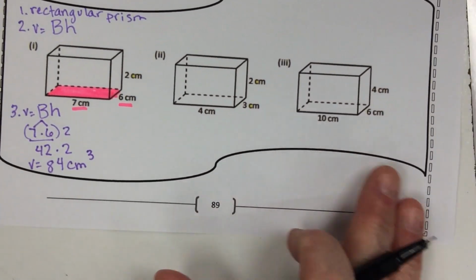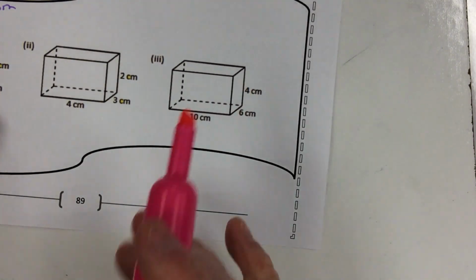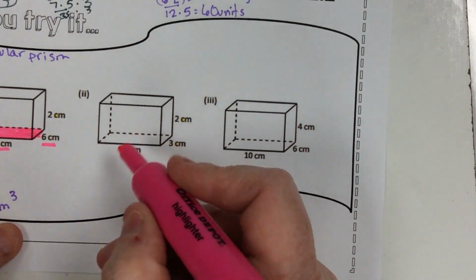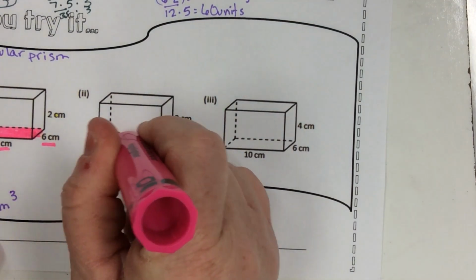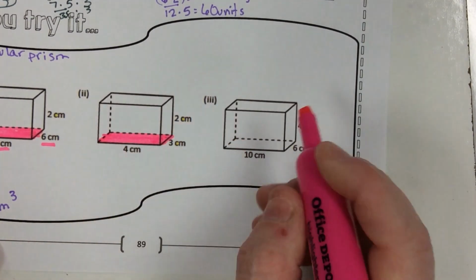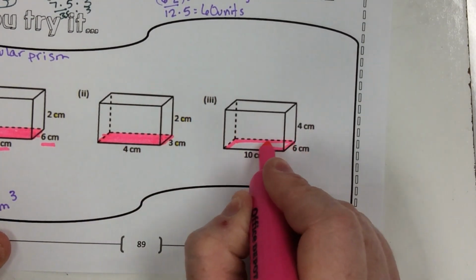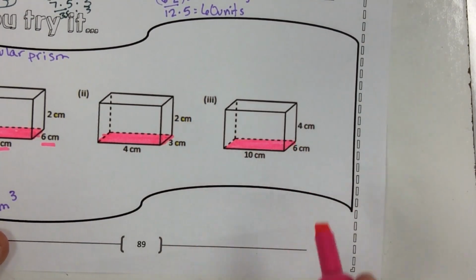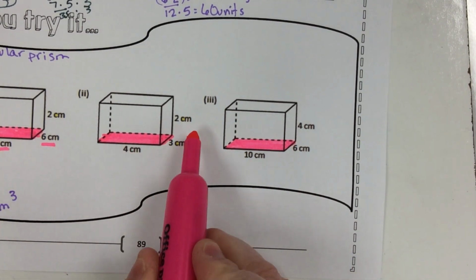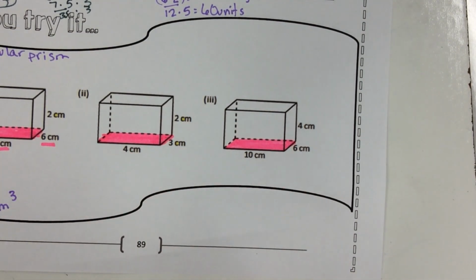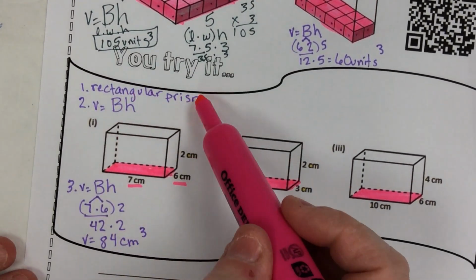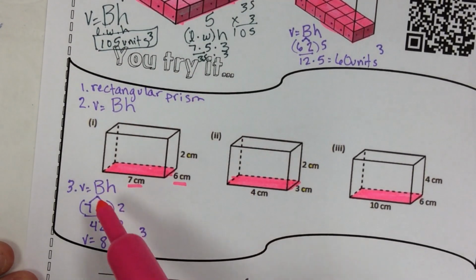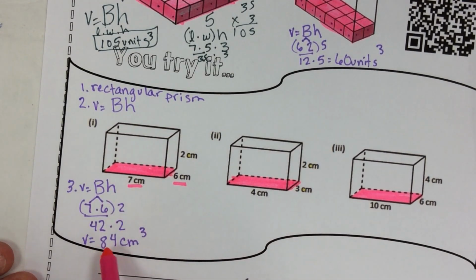Every single shape, I want you shading your base. I want steps 1, 2, 3, and 4. Step 4 is solve, and don't forget your units. I want to see every step of your work. If all you write down is 4 times 3 times 2, I will count it wrong. I need to see all of your steps just like this. Name your shape, give me the formula, substitute, and then solve with your answer right here.